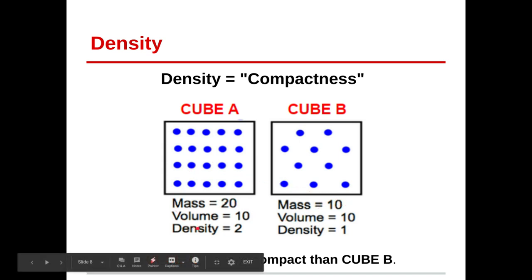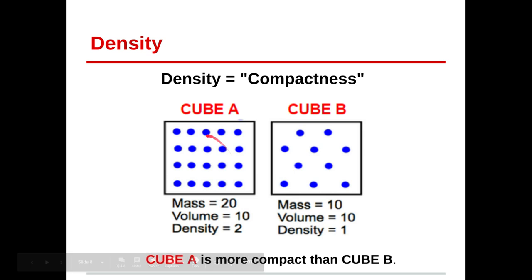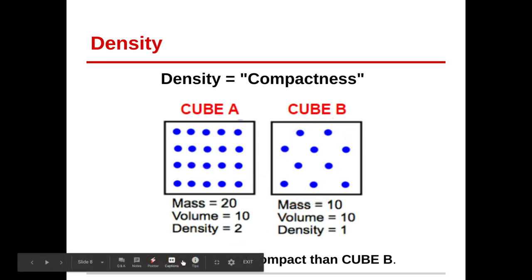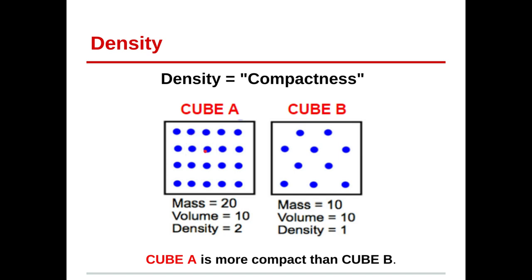So when we calculate that out, doing density equals mass divided by volume, this cube has a density of 2, while this one has a density of 1. So we say cube A is more compact than cube B. Also, cube A has a greater density than cube B. Cube A is more dense than cube B. There's more stuff packed into the same amount of space, okay?